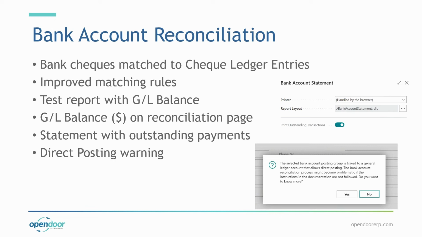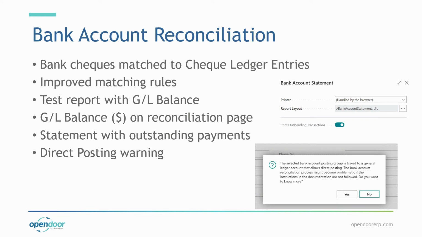The statement report will now include the outstanding payments at the time of the bank reconciliation. You'll notice that it says outstanding payments and not outstanding cash receipts. So we're getting to a report that would be closer to what used to be the previous North American bank reconciliation report or bank statement. So it will include more information.